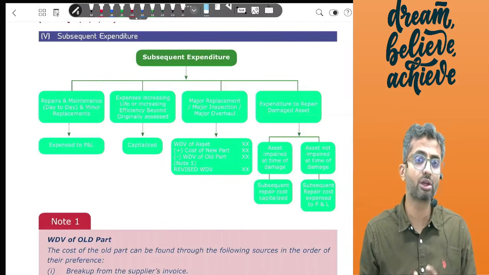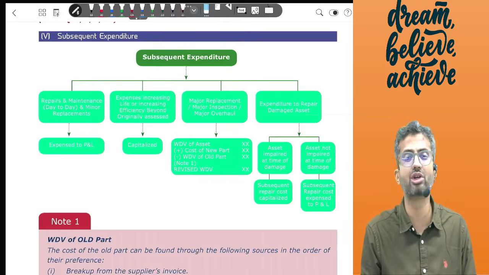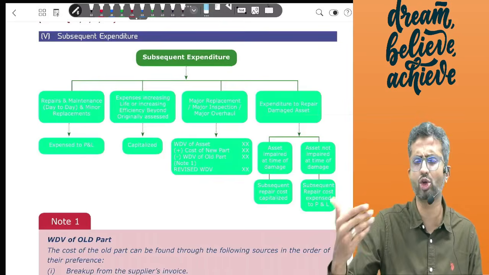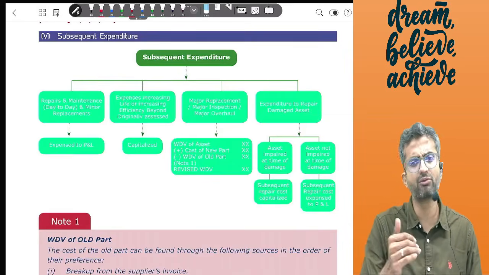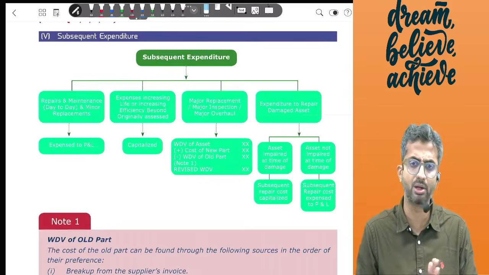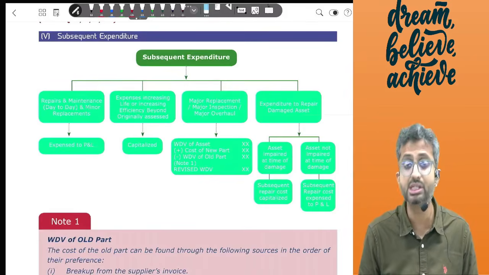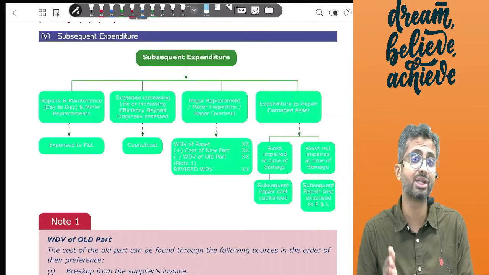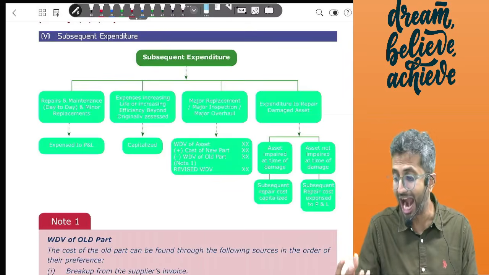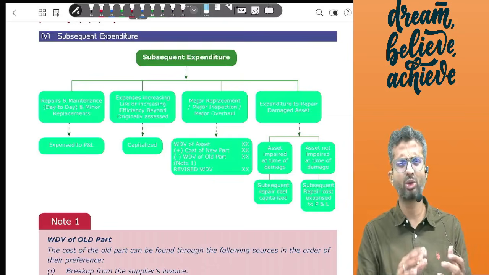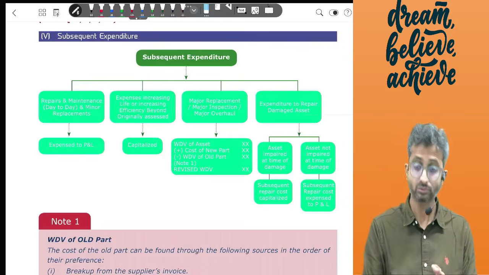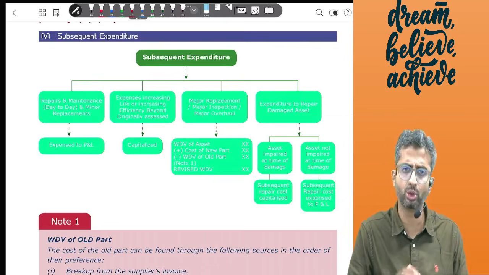Now, the exception to this is generally if there is a major replacement or a major inspection or a major overhaul. Whether it is major or not is subjective. From an exam perspective, you can assume that a major new part being added is major unless given otherwise. So in such a case, the standard says that if it's a major replacement, you will add the cost of the new part to the asset. Irrespective of whether it increases life or efficiency, you will add the cost of the new part to the asset.